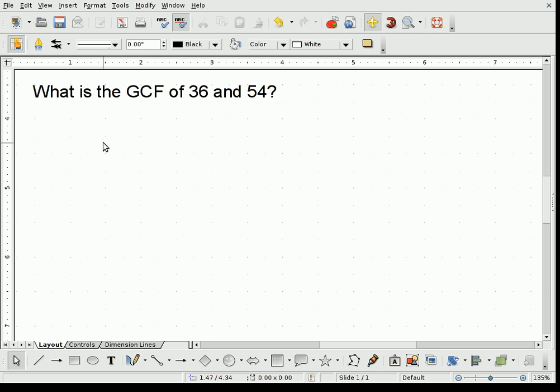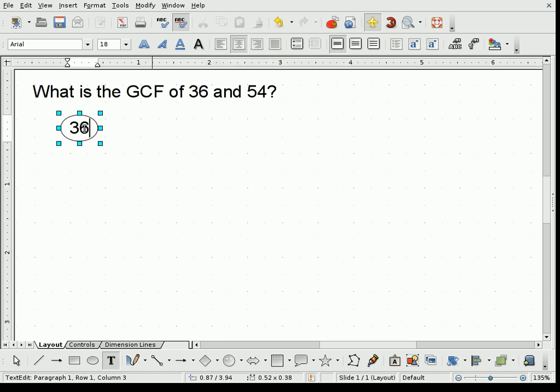To answer this question, let's approach it in a mathematical way, but we want to use a very structured method so we can use the same method on any two numbers to find the greatest common factor of any two numbers. We'll start with 36.